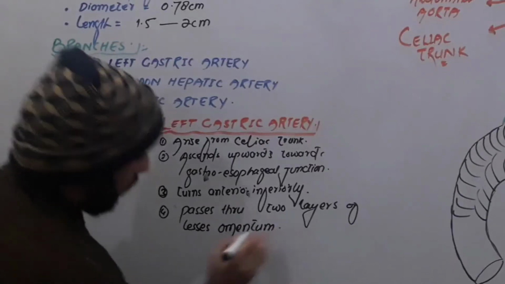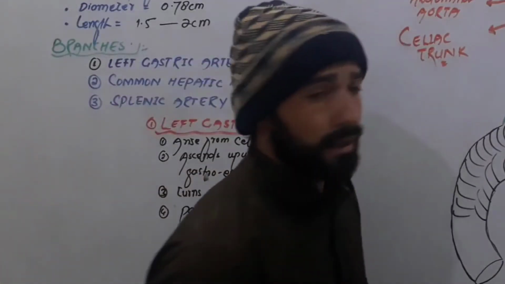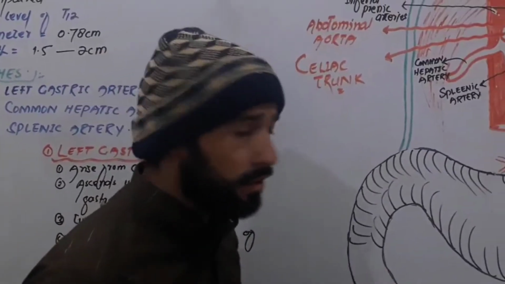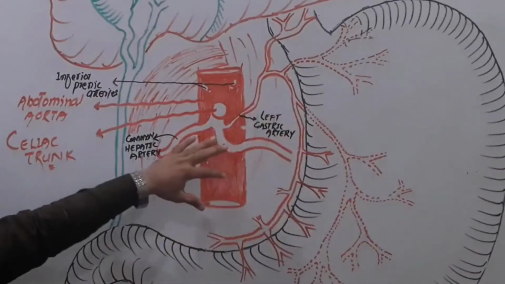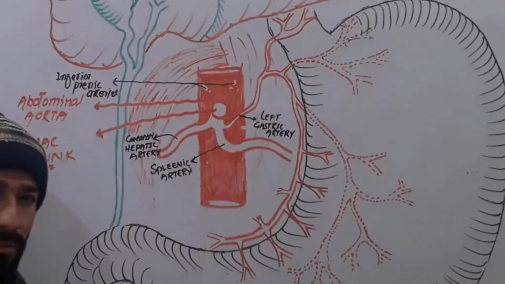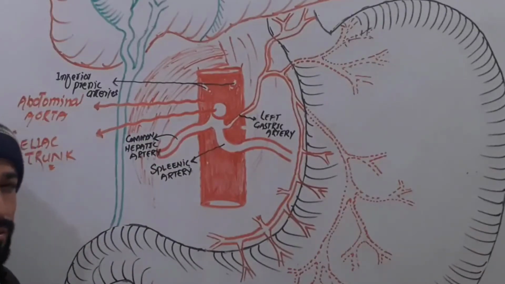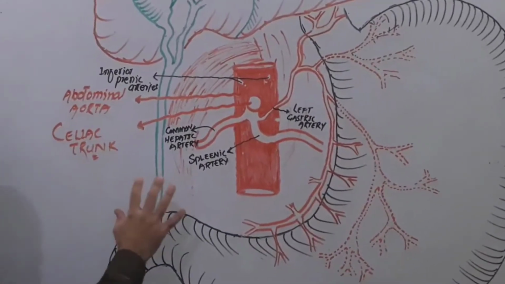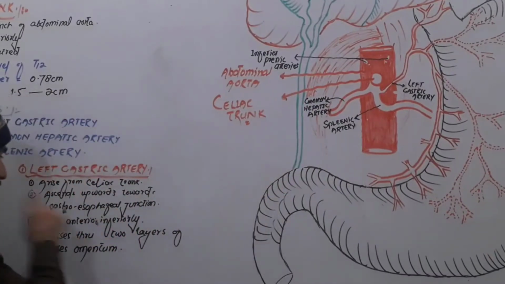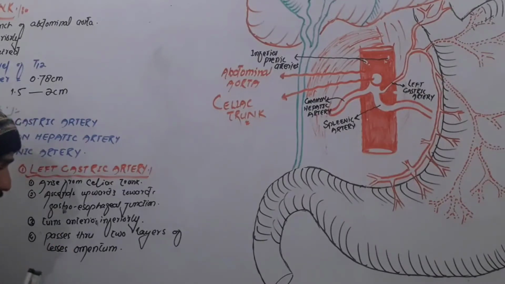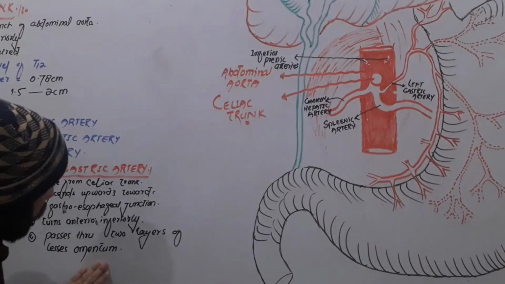I haven't shown the lesser omentum or the greater omentum here because we are only concerned with the arteries, right? If we draw all those things here, then our diagram will be more complicated and it will be difficult for us to follow where the artery is going. We have drawn only the arteries, but the important points I am writing here, and you can note all these points and compare them with your books. Then you will clearly understand what I have told you here, right? Then it passes through the two layers of the lesser omentum.